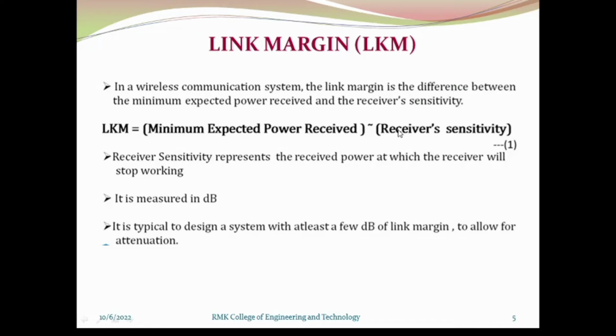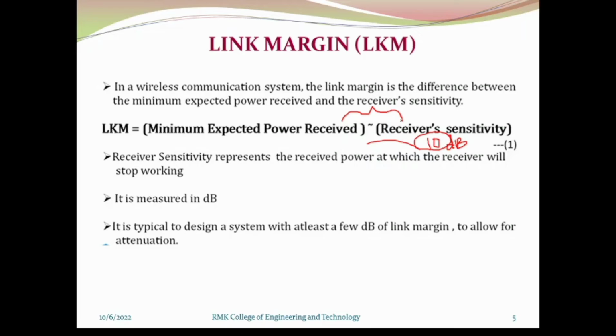So for example, if the sensitivity is fixed at 10 dB for any receiver, then the received power should be greater than or equal to this 10 dB value. Otherwise, the receiver does not work, right? So that is the minimum sensitivity we have fixed at 10 dB. The receiver has to receive power of at least 10 dB, so from minimum 10 dB to the maximum value. That difference is called link margin. So it is a very important calculation.